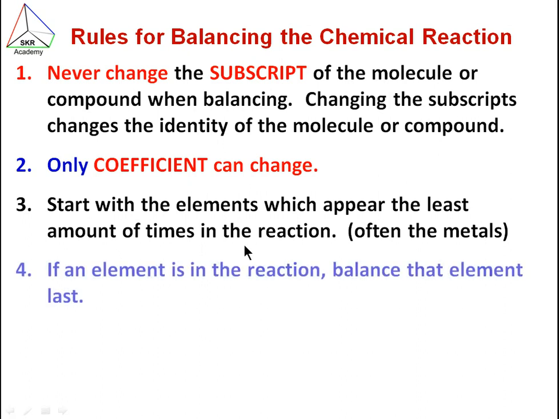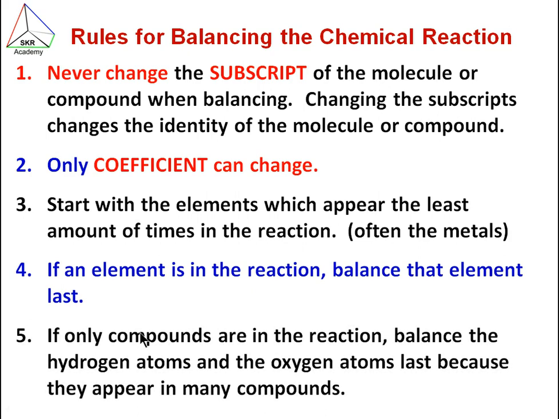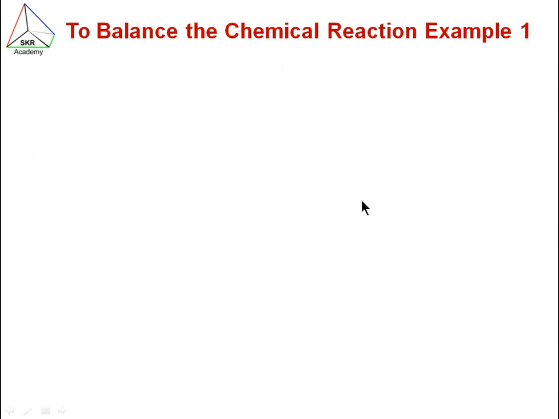And the fourth rule is, if an element is free in the reaction, balance that element last. Also, if only compounds are in the reaction, balance the hydrogen atoms and oxygen atoms last, because they appear in many compounds. So you can add more hydrogen or oxygen, and we balance them at the last. So let's see one example of how to balance a chemical reaction.